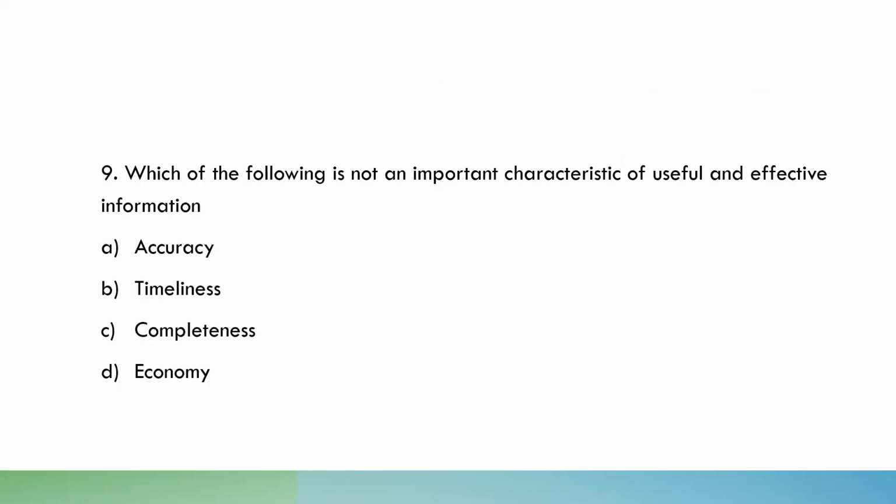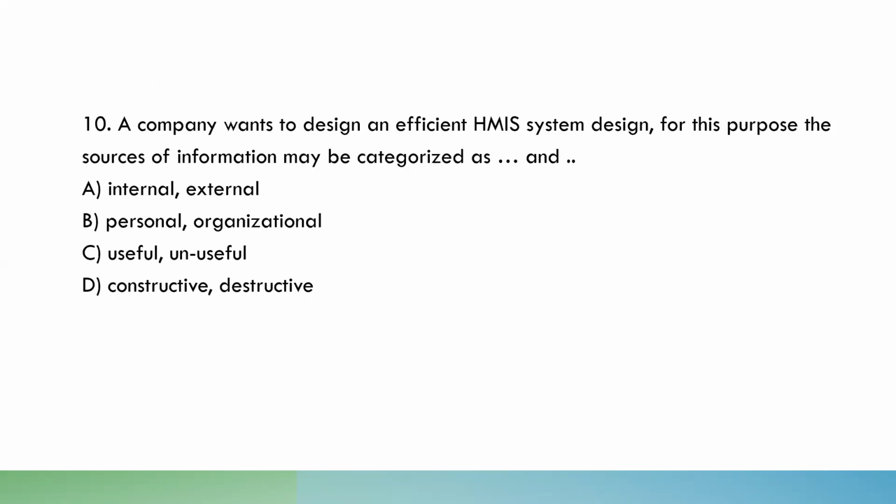Which of the following is not an important characteristic of useful and effective information in a health information system? Either it's accuracy, timeliness, completeness, or economy. Economy. Yes, economy is not an important characteristic, because accuracy, timeliness, and completeness are important for information to be included in the health information system.